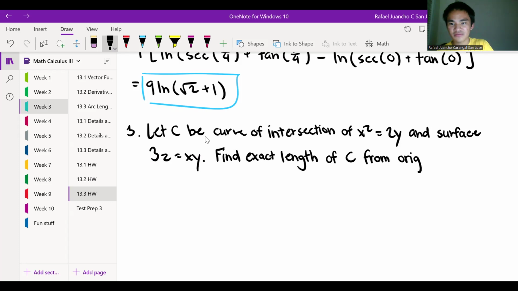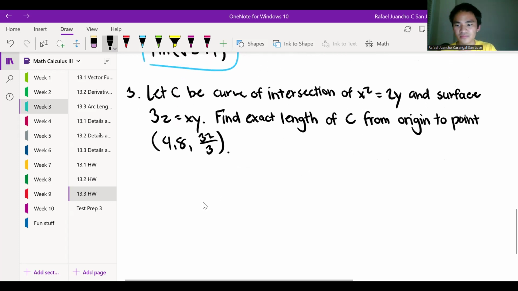From the origin to a point. And the point we're being given here is (4, 8, 32/3). Okay, cool, let's do it. Let's just go through it.